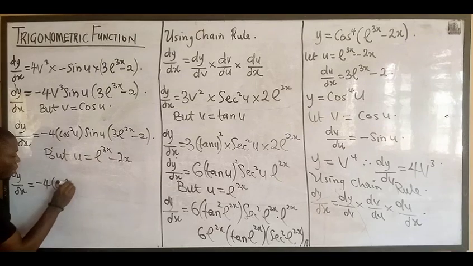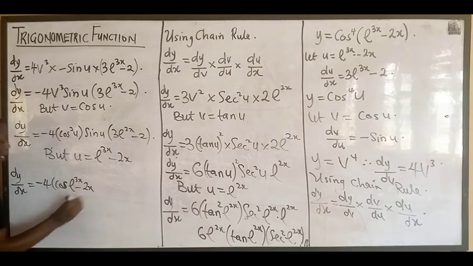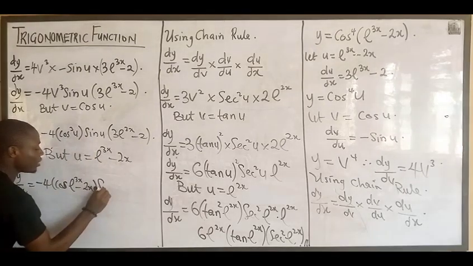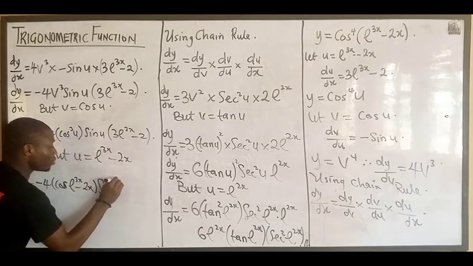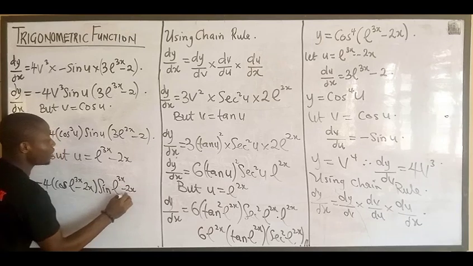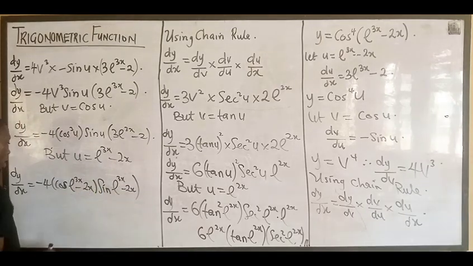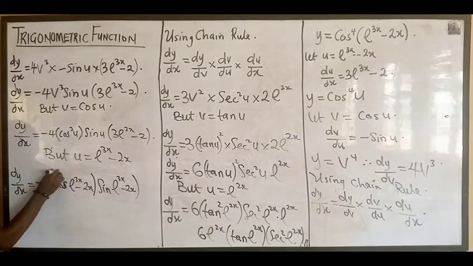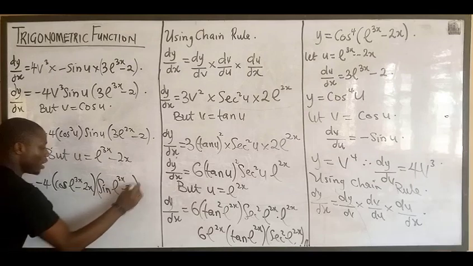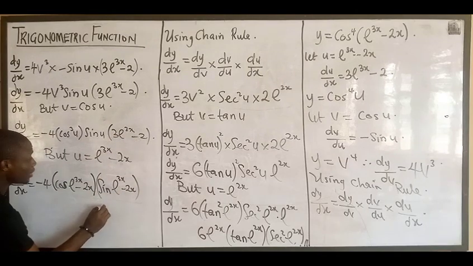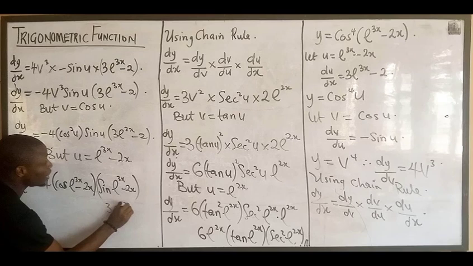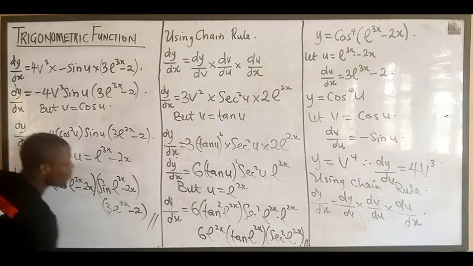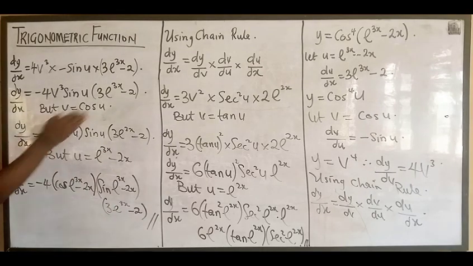What was u? Cos of exponential 3x minus 2x. I'm done with this. Next up, sine. What was u? Exponential 3x negative 2x. And finally, that's for this first one here. For this one too, I have this. Finally, bring this one down. That's 3 exponential 3x minus 2 as my final answer after solving this one.